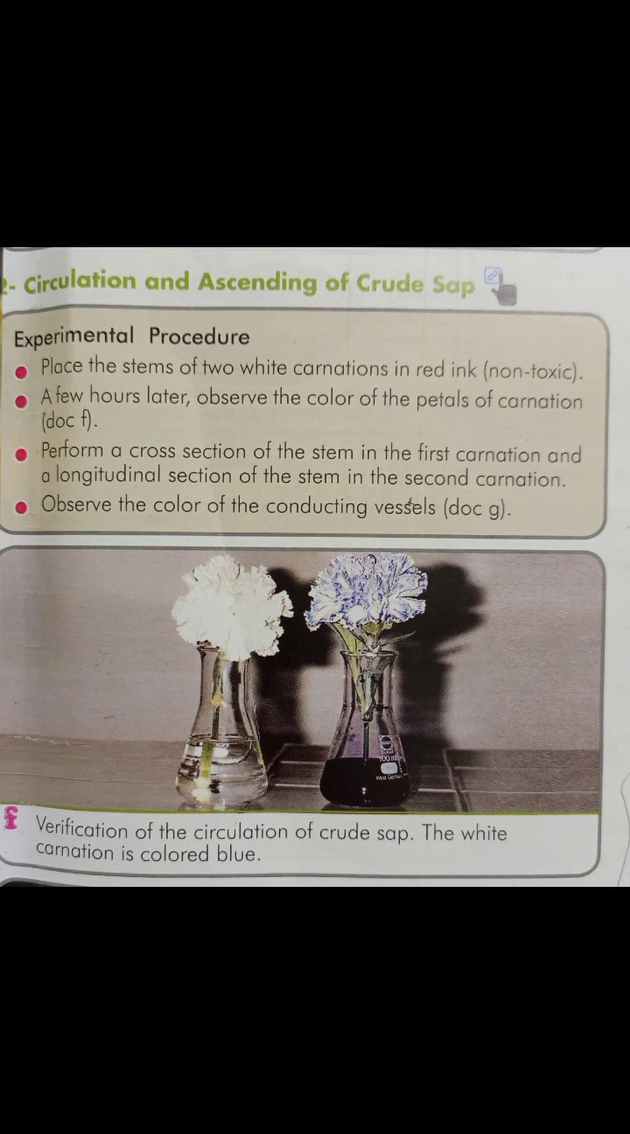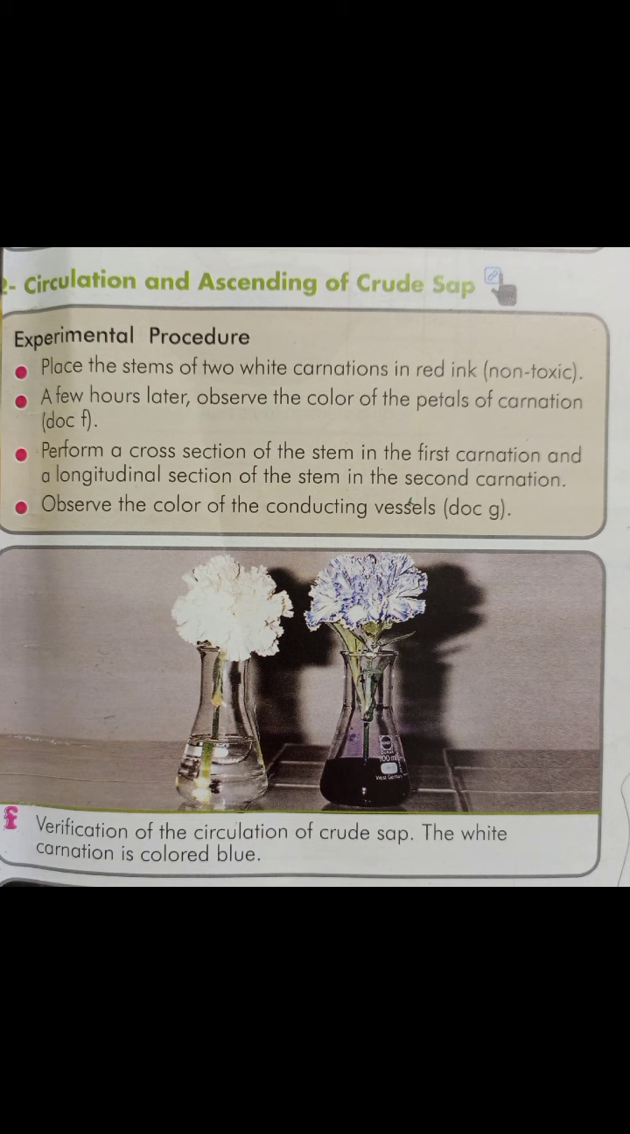Experimental procedure. We place the stems of the two carnations in red ink, non-toxic. A few hours later, observe the color of the petals of the carnation on document F. Perform a cross-section of the stem in the first carnation and a longitudinal section of the stem in the second carnation. This document F, verification of the circulation of crude sap, shows the white carnation colored blue.